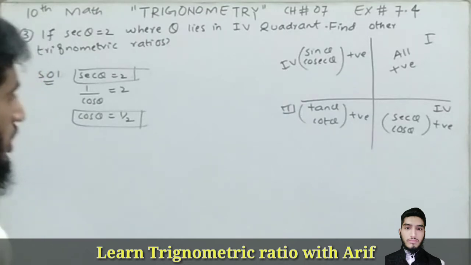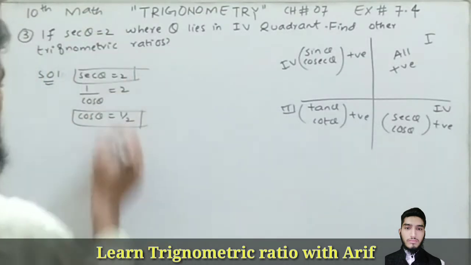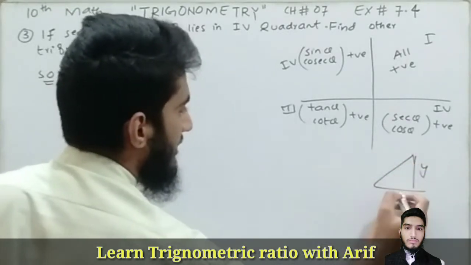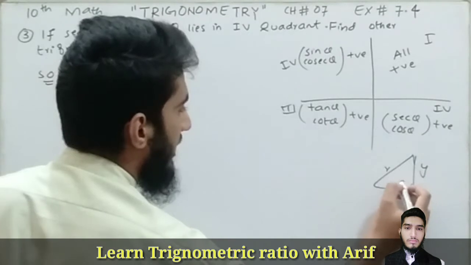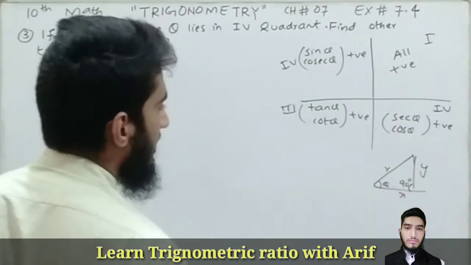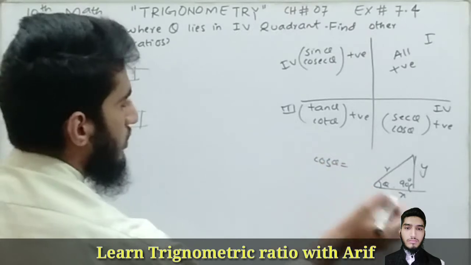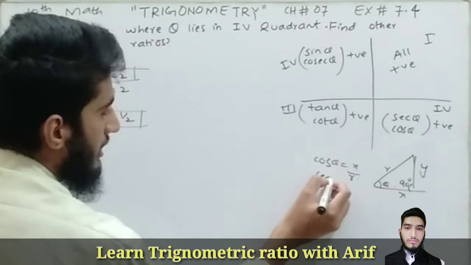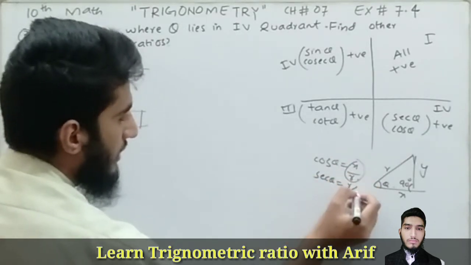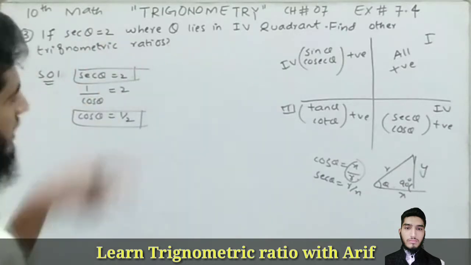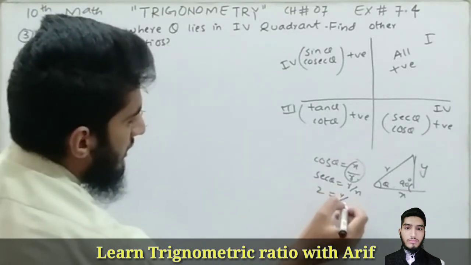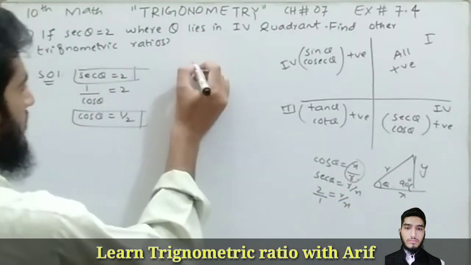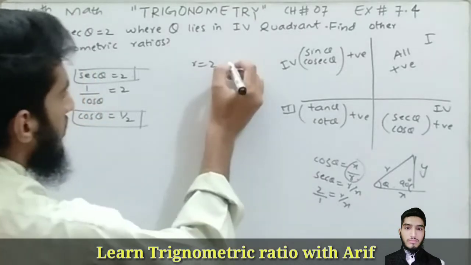Now after this, we will use a rule. Let's suppose this is a triangle, this is y, this is x, and this is r. This is a right angle triangle. Over here the angle is 90, and let's suppose this is theta. You know that cos theta is equal to base divided by hypotenuse. So the secant theta, reciprocating these two terms, becomes r divided by x. Secant theta is equal to 2, so 2 is equal to r divided by x. Now we can write 2 as 2 over 1, so our r is 2, and the value of x is 1.